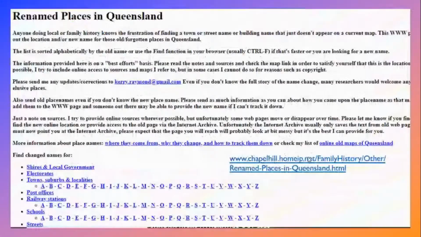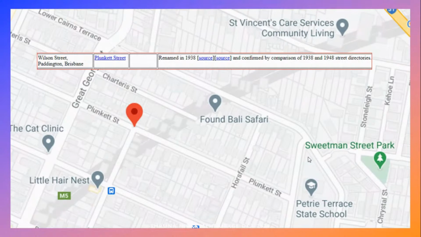Now, this is a useful site for anyone researching in Queensland where you find a school, a street, railway station, post office, or whatever has changed its name. If you can't find it in current use, you can go to this and use the finding aid and find what the street became. Now, this is Kerry Raymond's personal website, but it's free to use. And so I went into here and I looked up Wilson Street, Paddington, Brisbane, and you can see that it became Plunkett Street. It was renamed in 1938 after they'd been living there for about 4 years.